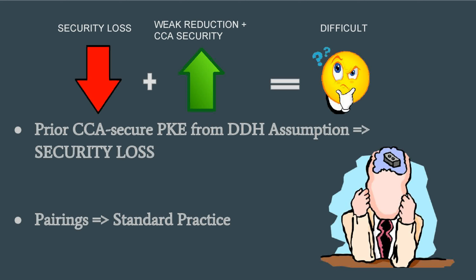Decreasing the security loss to get a tight reduction while also maintaining CCA security is a challenging process. Also, since a series of works have tried to do this for a long time, using pairings had begun to be considered a standard practice in this field. Standardization of a technique makes it difficult to think about more efficient and advanced approaches.